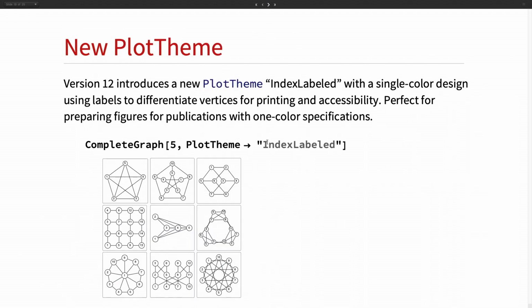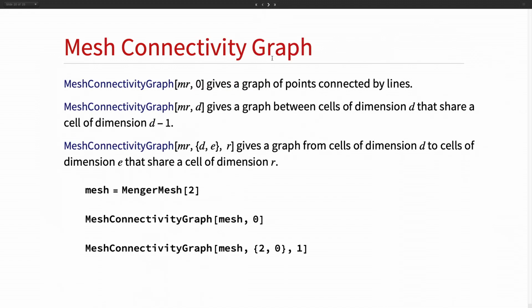And a new plot theme called index labels. This is like the text in a textbook. We see this kind of plot theme a lot, so we just made one. I just show one, but that doesn't mean we end here. We will introduce more plot themes later. So this is another constructor, MaxConnectivityGraph, and Jan will introduce these new functions.